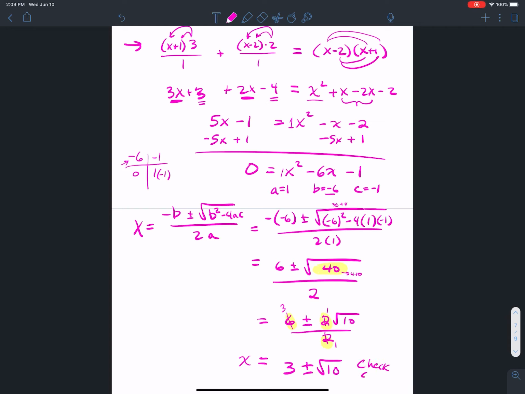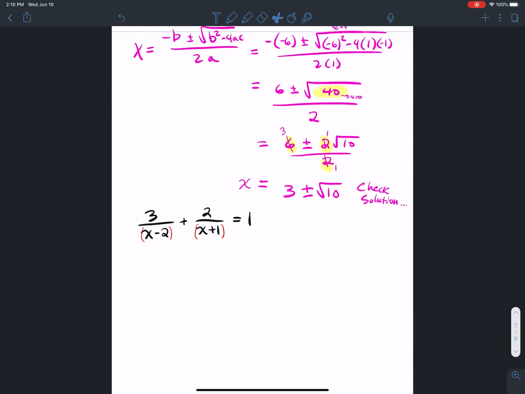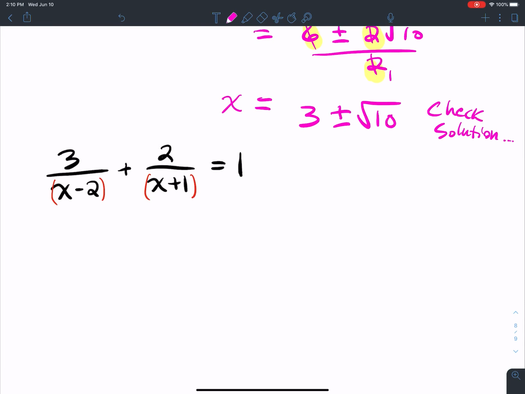How do I check it? I plug it into the original equation. What was the original equation? Right there. So you would need to plug this in. That would be tough to plug in. So 3 over 3 plus the square root of 10 minus 2, plus 2 over 3 plus the square root of 10 plus 1, equal to 1.